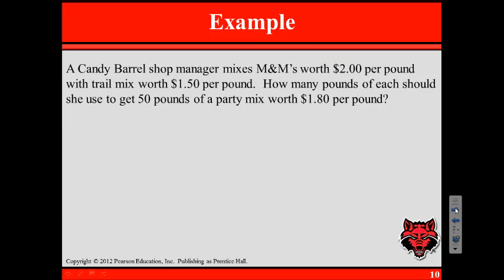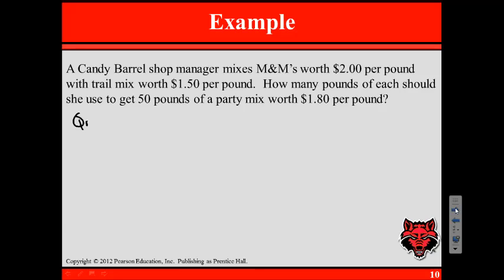A Candy Barrel shop manager mixes M&Ms worth $2 per pound with trail mix worth $1.50 per pound. How many pounds of each should she use to get 50 pounds of a party mix worth $1.80 per pound? Now you're going to see a lot of problems like this in the homework. Sometimes we use candy that's worth a different amount per pound. Sometimes it's a solution of an acid that has so much percent acid in the solution. But every time it's going to be like this.